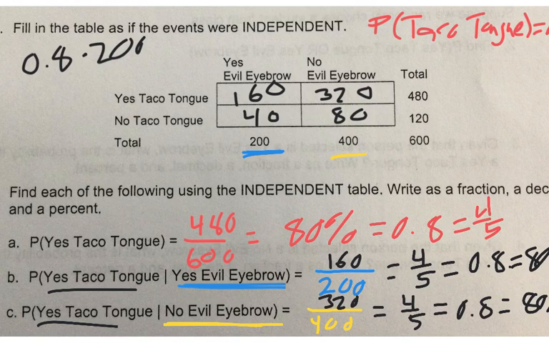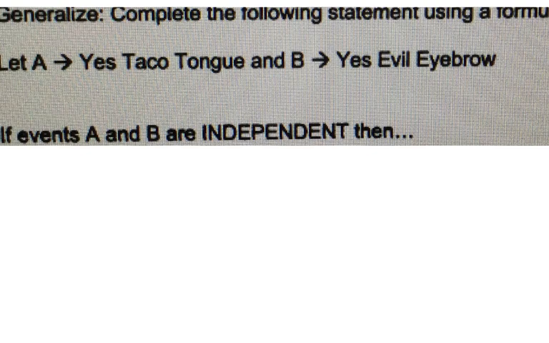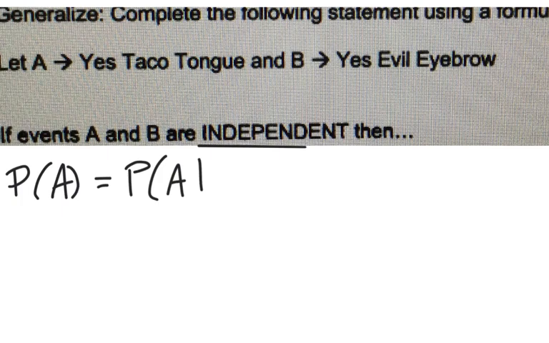When the events are not independent, all three probabilities are different. When they are independent, all three of the probabilities are equal. So let's look at number 10. Let A be the people that said yes, taco tongue, and let B be the people that said yes, evil eyebrow. If the events are independent, then the probability of A is the same even if I take a subset. So that means it's equal to the probability of A given B.